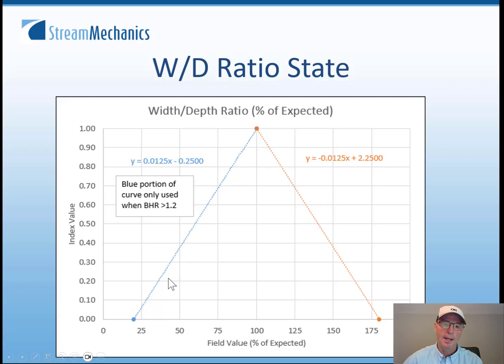You can have a too low of a width depth ratio as well, but you're only going to use the blue portion of the curve when the bank height ratio is greater than 1.2. This would indicate incision. So if you have a stream where the width to depth ratio is going down and the bank height ratio is going up, it's incising. So this would be the incising part of the curve. This would be the aggradation part of the curve. But a width to depth ratio that's getting low but maintaining a 1.0 bank height ratio is typically just moving towards a better functional capacity. So that's the purpose of that rule.